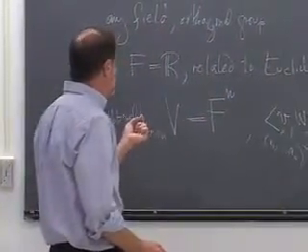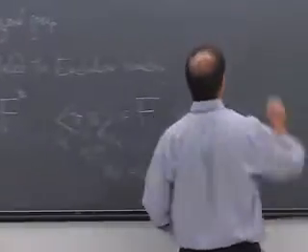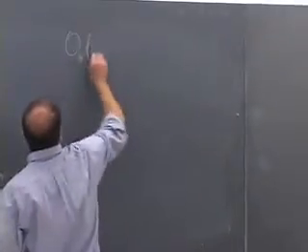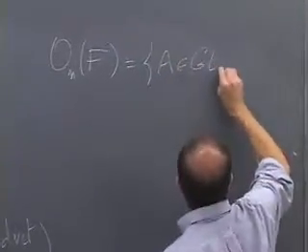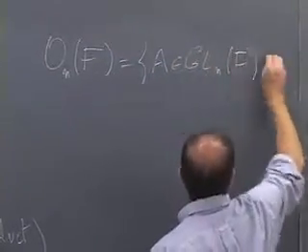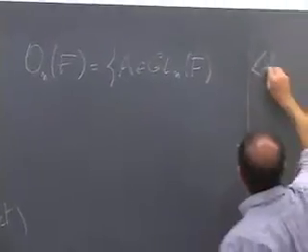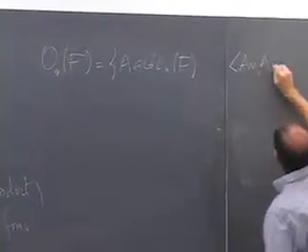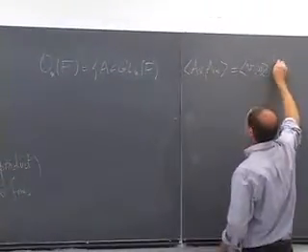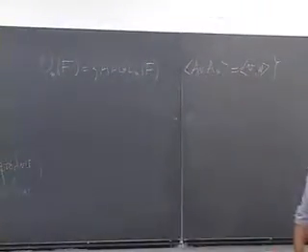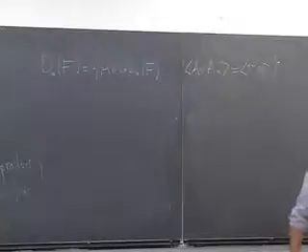Okay. And we define O_n to be the elements A in GL_n(F) that preserve the inner product, such that when you take the inner product of AV with AW, it's the same as the inner product of V with W. That looks like a weird thing to do. But I claim that this is a subgroup.